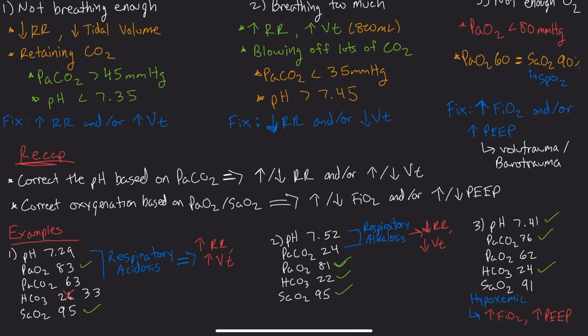So it can definitely be a lot more complicated, but that is definitely a video for a different time. This is just the basics, and the main takeaway from this video is this: if you can understand how to correct the pH based on the PaCO2, so respiratory rate or tidal volume, and then oxygenation can be fixed via FiO2 or PEEP, that is the big takeaway here. And if you can understand that recap and walk through some of these examples, then I think that's a good place to start.